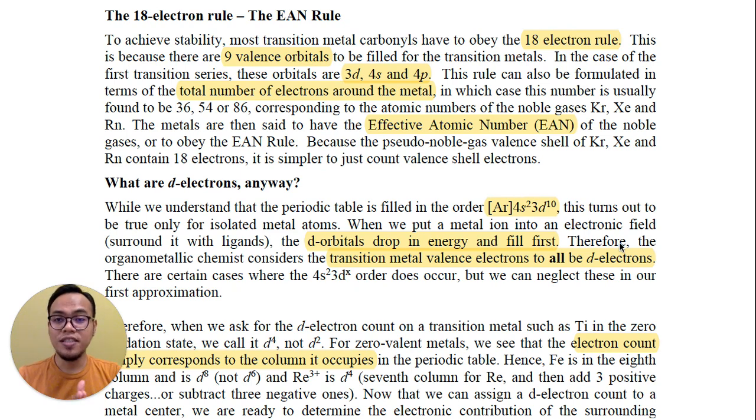So in the case of the first transition series, you can see in your periodic table of transition metals, these orbitals consist of 3d, 4s, and 4p. So for 3d you have 5 orbitals, for 4s you have 1 orbital, and for 4p you have 3 orbitals. So when you sum all these orbitals together, the number of orbitals that you're going to get is 9 orbitals. So that's why you have the 18 electron rule.